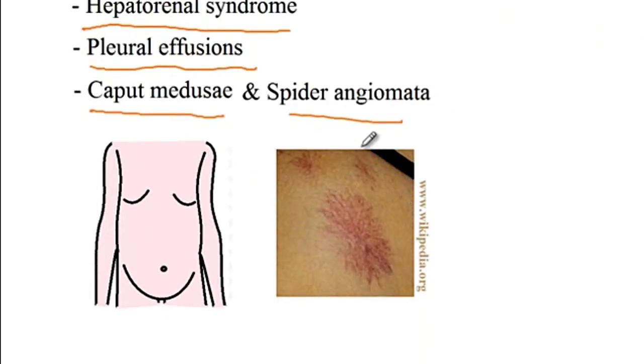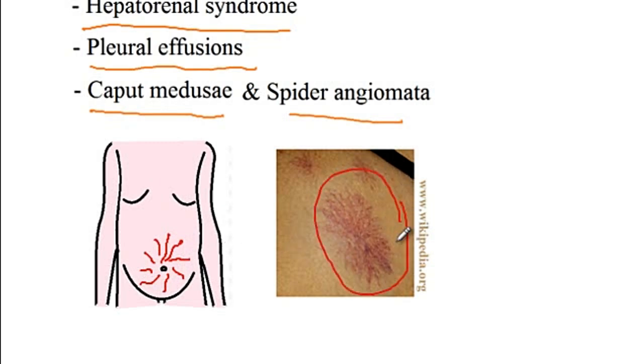So with the caput medusa, what happens is that blood from the portal venous system will be shunted into the periumbilical veins, and so the periumbilical veins will be sticking out from the umbilical area. On the other hand, spider angiomata, which is shown in this image, can develop where there are spider telangiectasias that are most frequently seen in the face and the upper extremities.